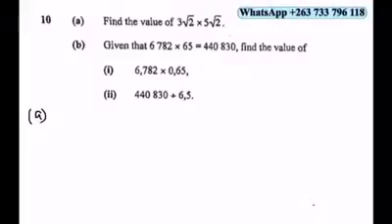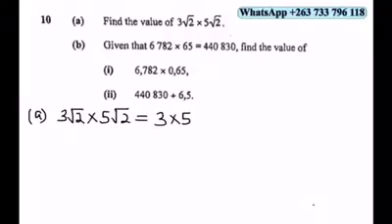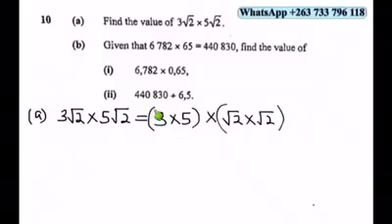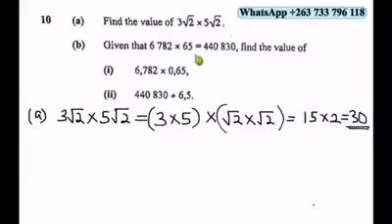Then on number 10, we've said find the value of 3 root 2 times 5 root 2. So let's multiply the numbers outside the root, then we'll multiply the roots. Therefore it's 3 times 5, which is outside. This is my 3, this is my 5. Then here root 2 times root 2. Therefore root 2 times root 2 will give me 2. You just remove the square root. Then 3 times 5 is 15. So this will be 15 times 2, which is 30. So that will be my final answer.